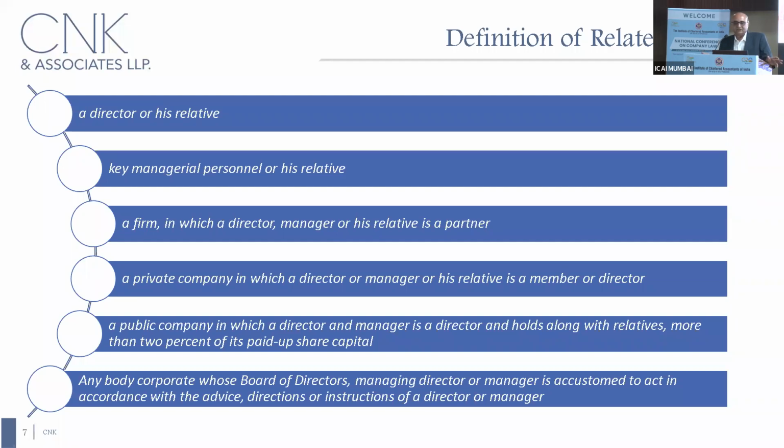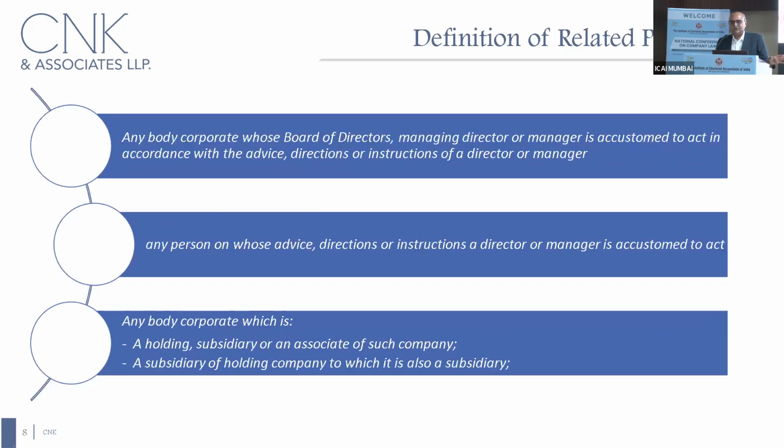So it is a director or his relative, a KMP or his relative, a firm in which a director, manager, etc. is a relative, a private company, a public company, or any body corporate whose board of directors or MD is accustomed to act in accordance with the advice, directions, or instructions of a director or manager. It's quite a broad definition of what is a related party. It goes on further. Any body corporate whose board is accustomed to act in accordance with the advice, directions, or instructions of a director or manager.